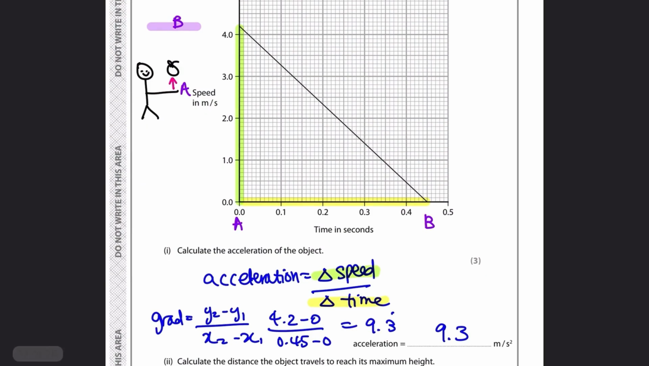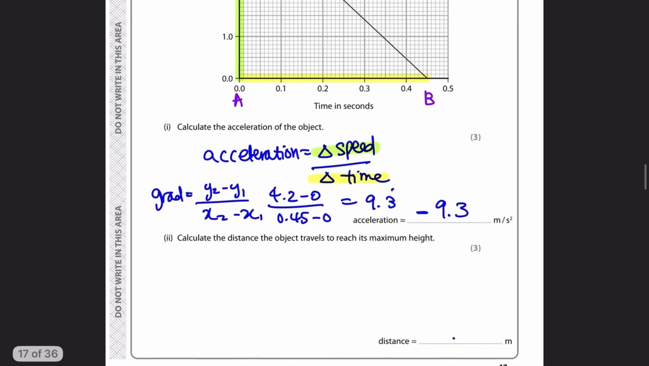Have you checked if your answer makes sense? Is the apple accelerating? It's definitely decelerating. And in fact, the fact that the graph gradient is negative tells you it's decelerating. So really, it should be a negative acceleration. In other words, it's deceleration. It's slowing down as it travels up into the air. It was eventually going to stop.